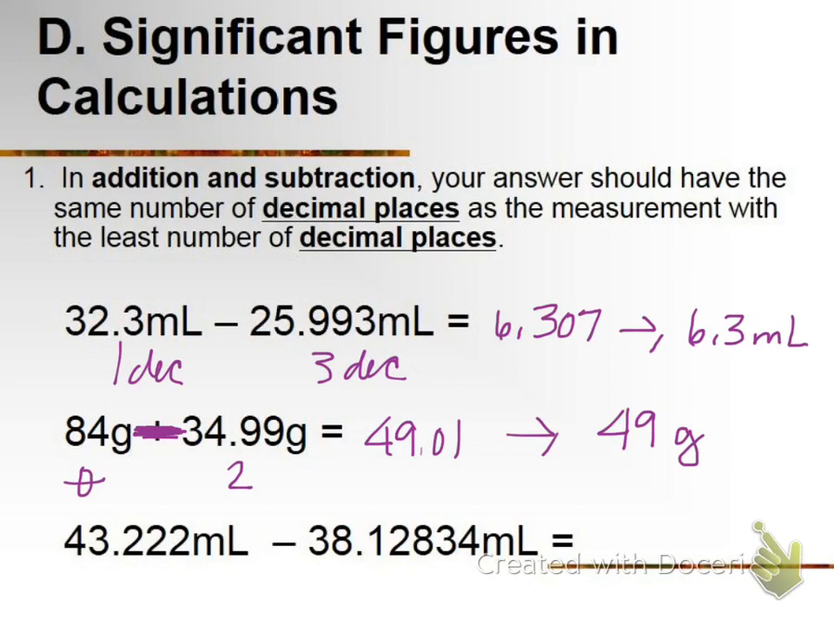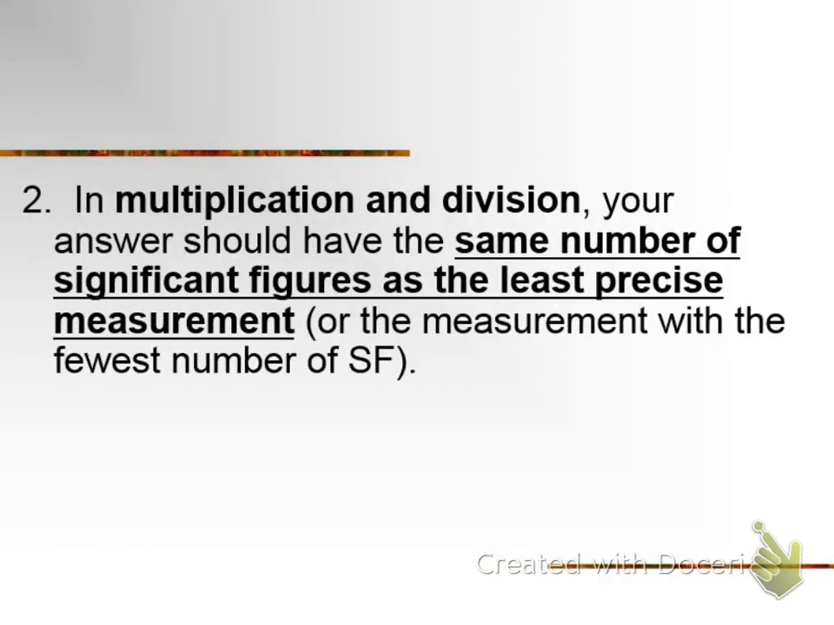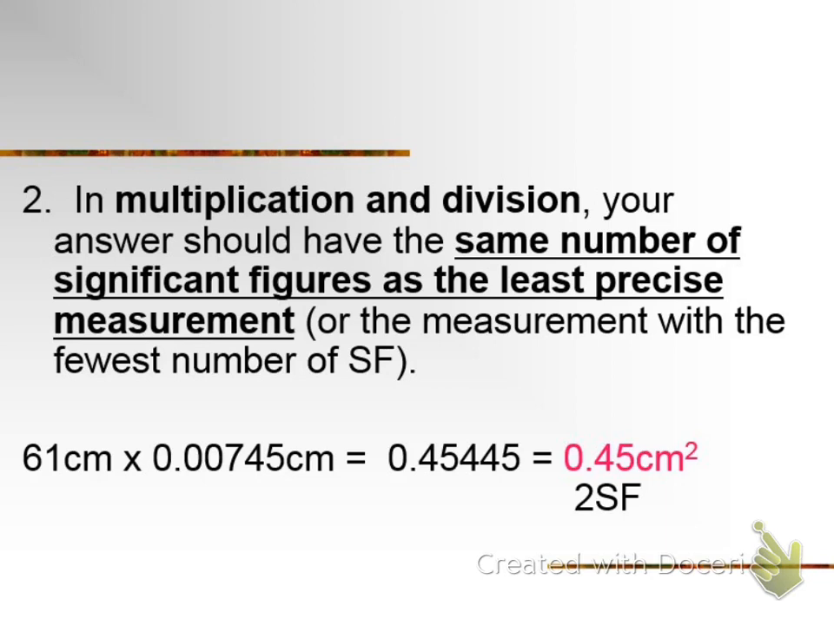Okay, so now let's do multiplying and dividing. Multiplying and dividing, you are not looking at decimal places. You do not care about decimal places. You care about the total number of significant figures. And then you put your answer to match your total number of significant figures. So in this case, we have 61, which has 2 significant figures, and this has 3 significant figures. So when we do our answer, we're going to have to put it in 2 significant figures. So we do our multiplication, and then we get this answer right here, and then in order to put it to 2 significant figures, we do 0.45, and then our unit would be centimeters cubed because we multiplied a centimeter times a centimeter.